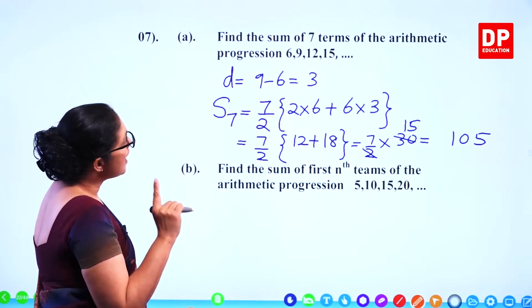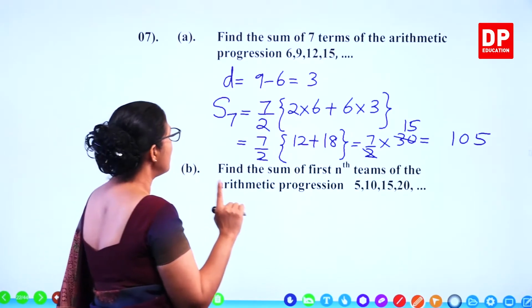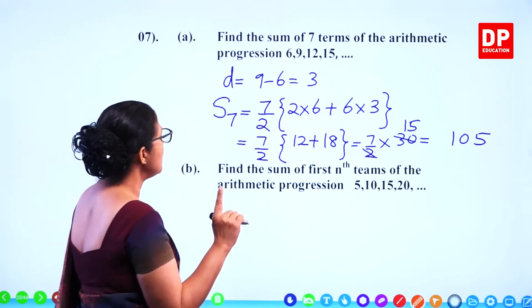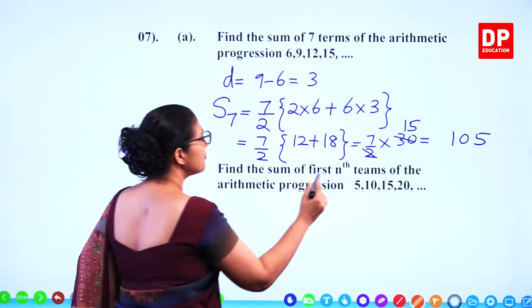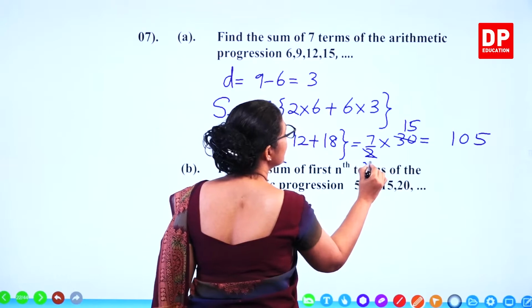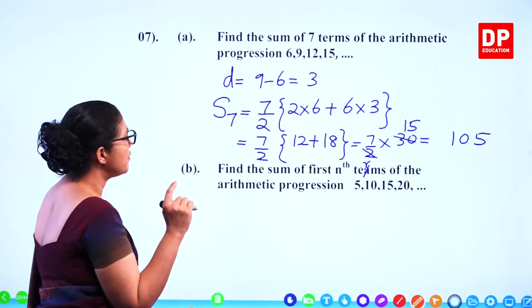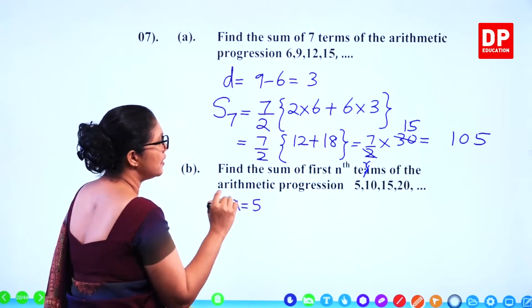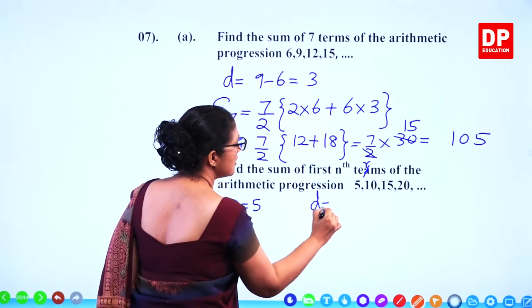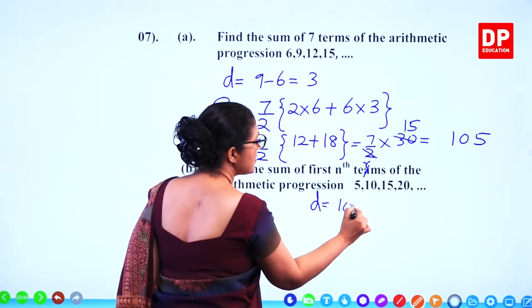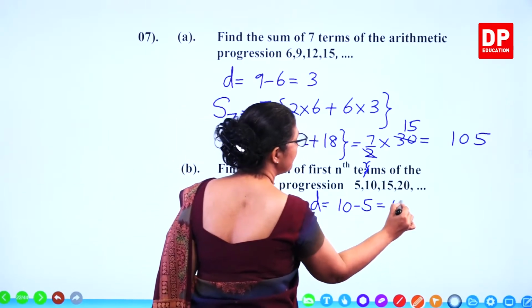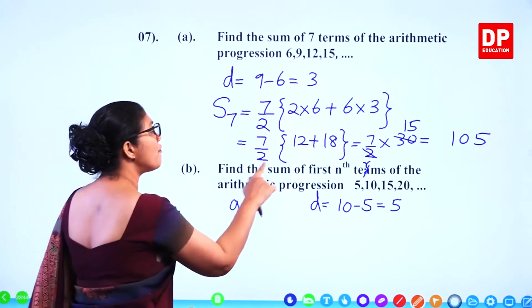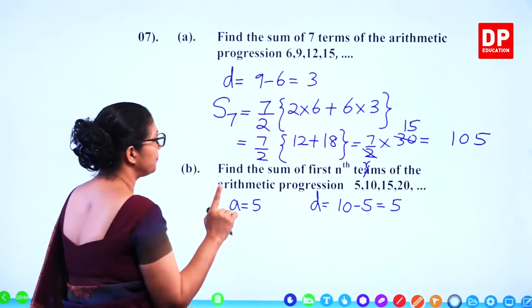Find the sum of first nth terms of the arithmetic progression. 5, 10, 15, 20. Nth term. Nth term of the arithmetic progression. First term is 5. What's the difference? Any term minus the previous, that's 5. So you can find out the nth term, sum of first n terms.